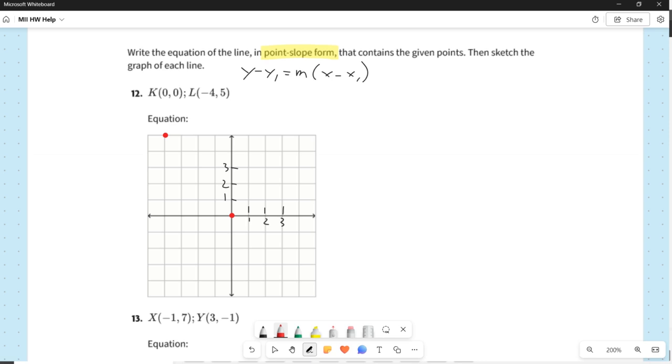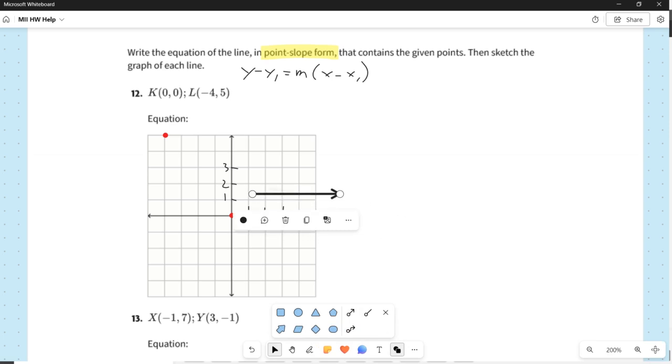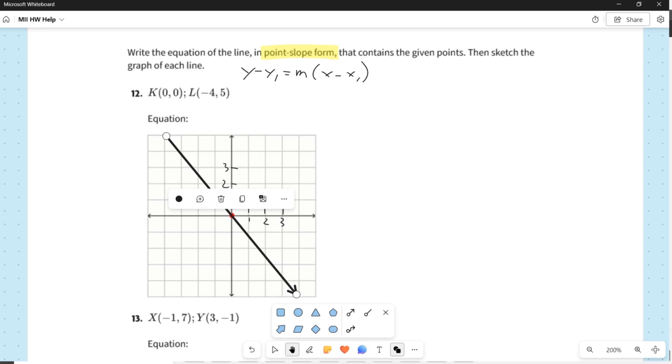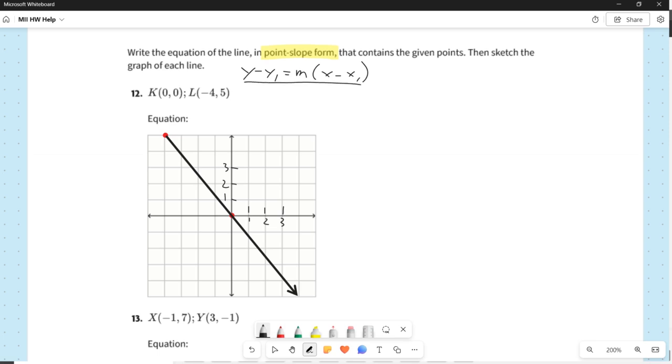So if I want to graph this, I can actually do this right now. So if I take my line here, and I just do that. All right, well, that's my graph. And so now all I'm missing is the equation. Now it says to write it in point-slope form, and that's fine. But notice that they actually didn't give us the slope. We don't have m.